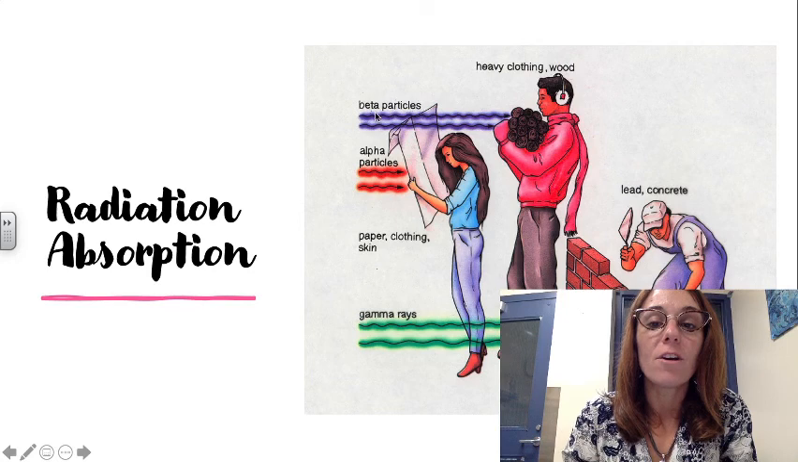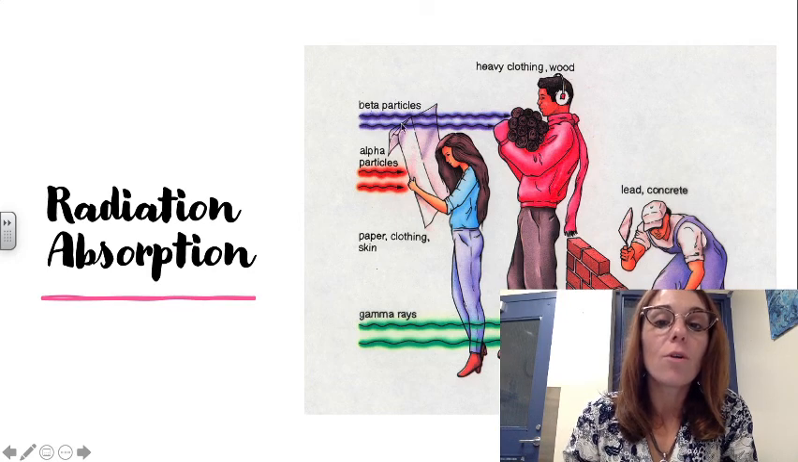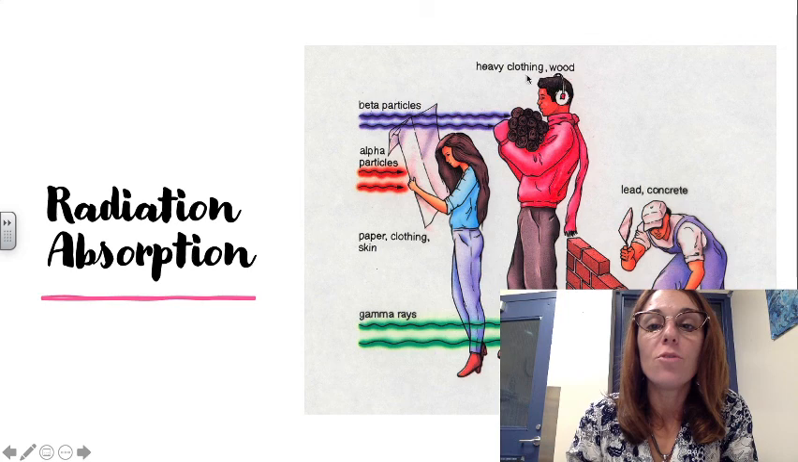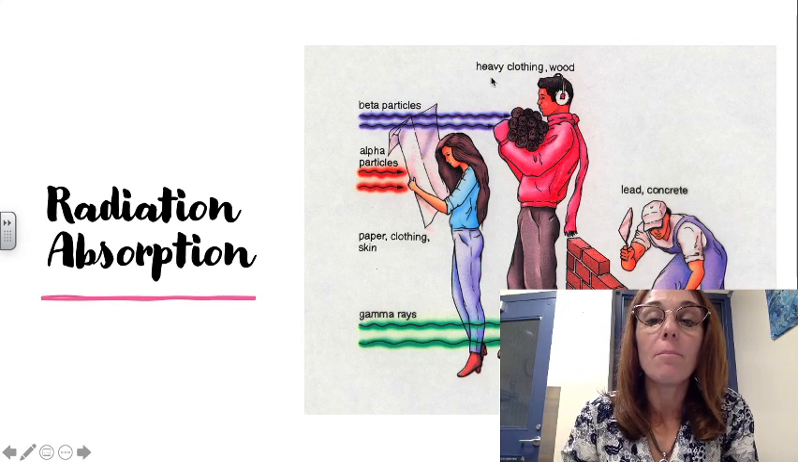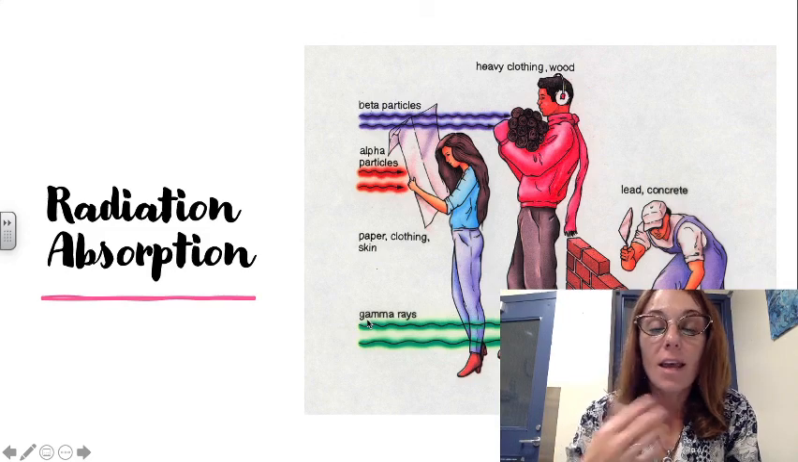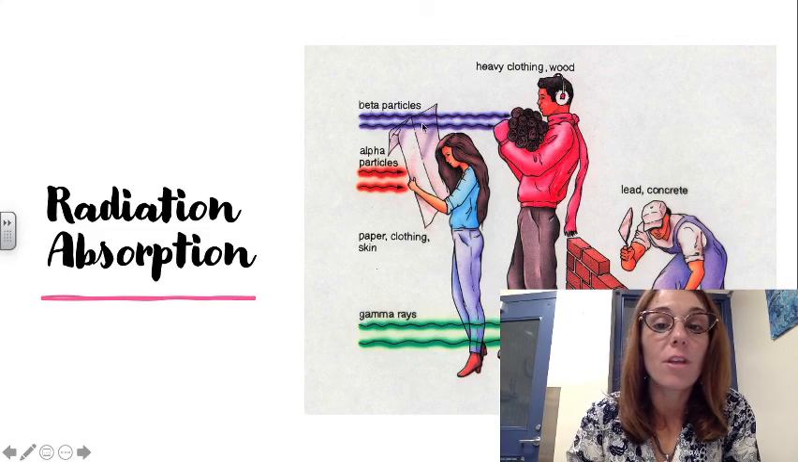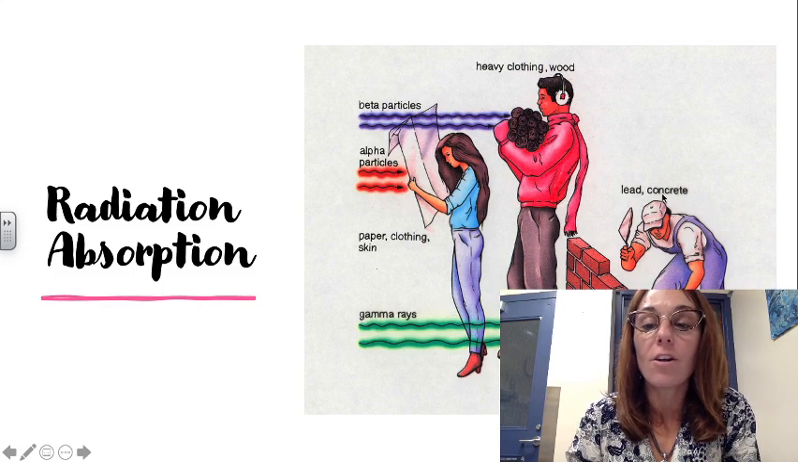Beta particles are a little bit more dangerous. They will go through paper, they will go through your skin and your clothing. However, if your clothing is heavier, or if you are surrounded by wood, you can be protected from the beta particles. The gamma particles are the ones that can go through everything and can penetrate through all of this. What they cannot penetrate through is lead and concrete.